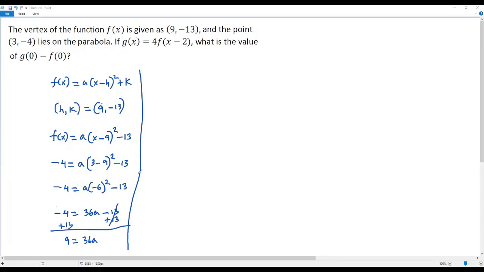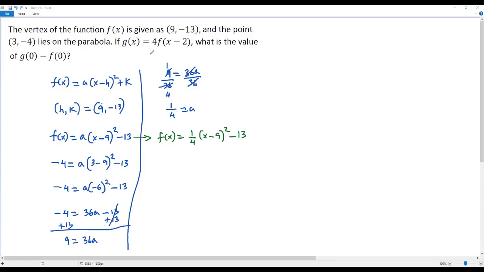Okay, let me continue over here. 9 = 36a. Let's divide both sides of the equation by 36. Then this 36 will cancel out. 9 goes into 9 one time, 9 goes into 36 four times. We get 1/4 = a. Okay, I got the value of a, that is 1/4. Let's plug in the value of a into the quadratic function. Then we get f(x) = 1/4 (x - 9)^2 - 13.